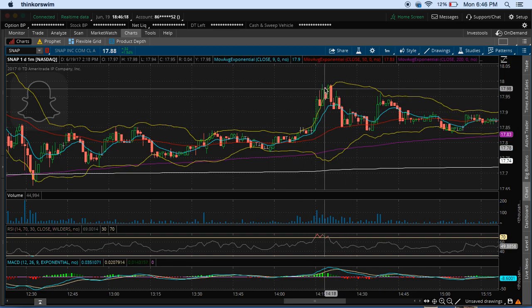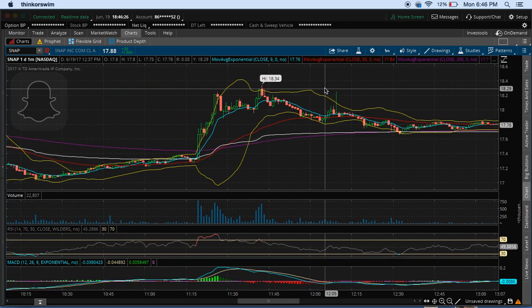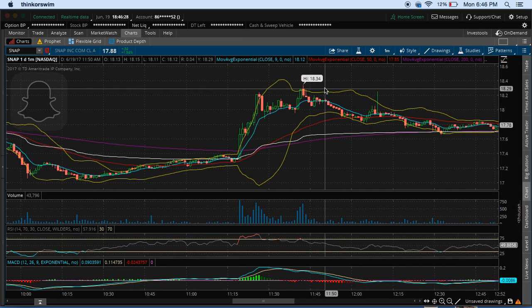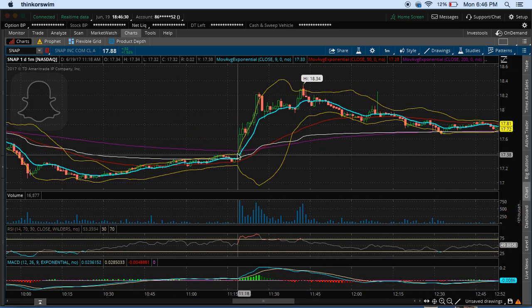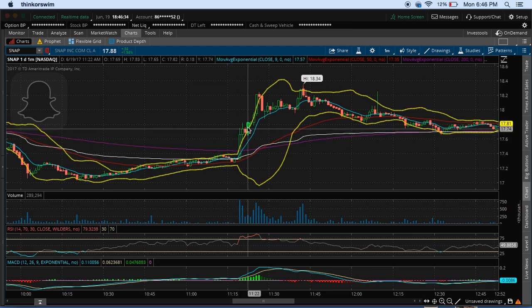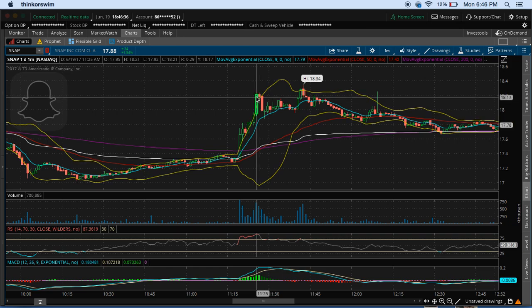So you can ride these things up, and it takes some practice to realize when a stock is going to start coming down. But Bollinger Bands are a really easy way to know when stocks are really overextended. Like here it was overextended, and then you got a little bit of sell-off, brought it back in, then it just rode up, and here was really extended.